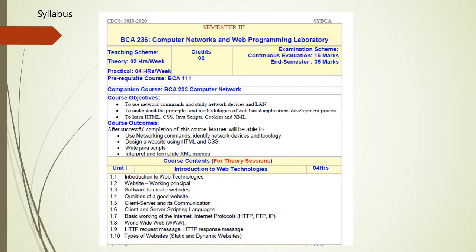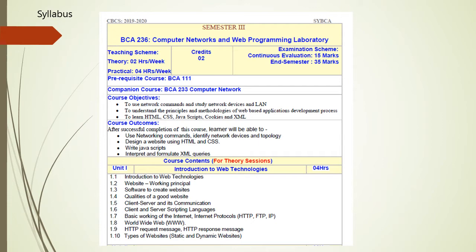First of all, we are going to discuss the syllabus of Computer Network and Web Programming Laboratory. The prerequisite for this course is that you should have basic knowledge of computer networks. The basic objective of this course is to use network commands and study network devices and LAN, then to understand the principles and methodologies of the web-based application development process, and to learn HTML, CSS, JavaScript, cookies and XML.